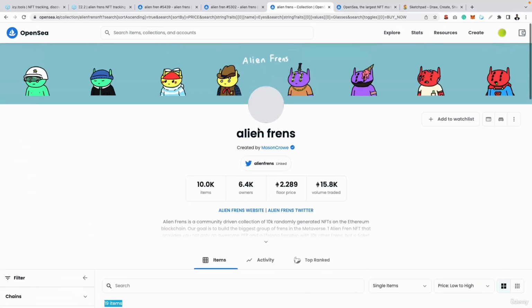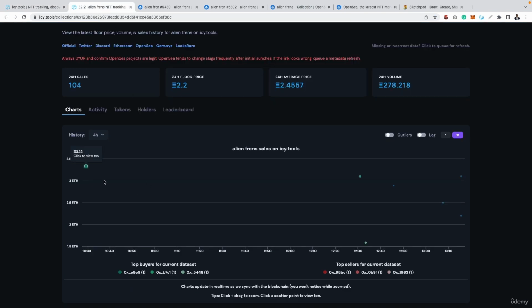So that is kind of how you can do your analysis, and it's very easy to do once you have access to a tool like IC Tools, and you can very easily spot trends and see where people are spending the bulk of their money.